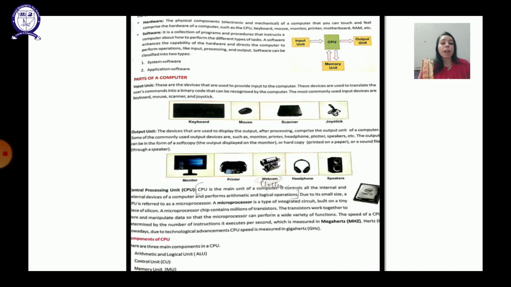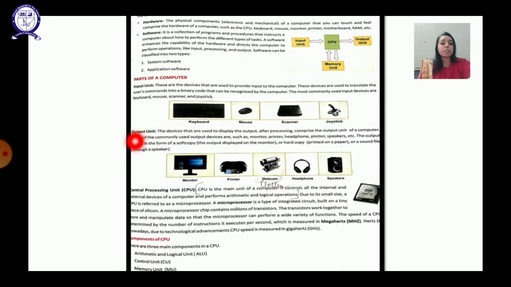Next we have parts of computer. As we have discussed about the input unit, it comprises the devices that are used to provide the input to the computer. They convert the information which is given by the user into a form that is understood by the computer. Computer understands binary language, that is a machine language, in the form of 0 and 1, which is done by devices like keyboard, mouse, scanner and joystick.